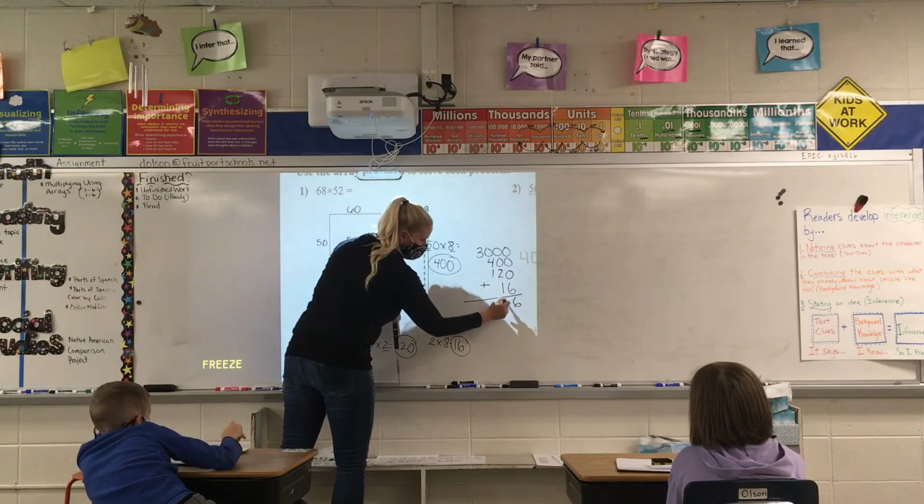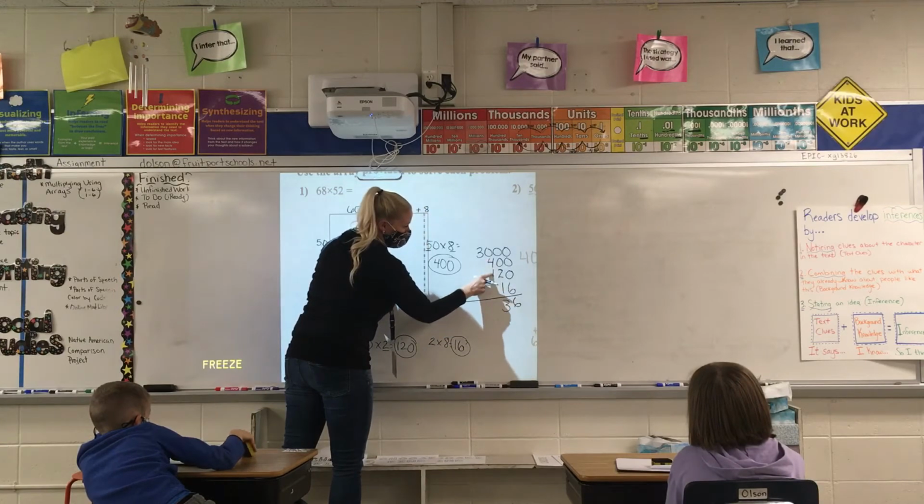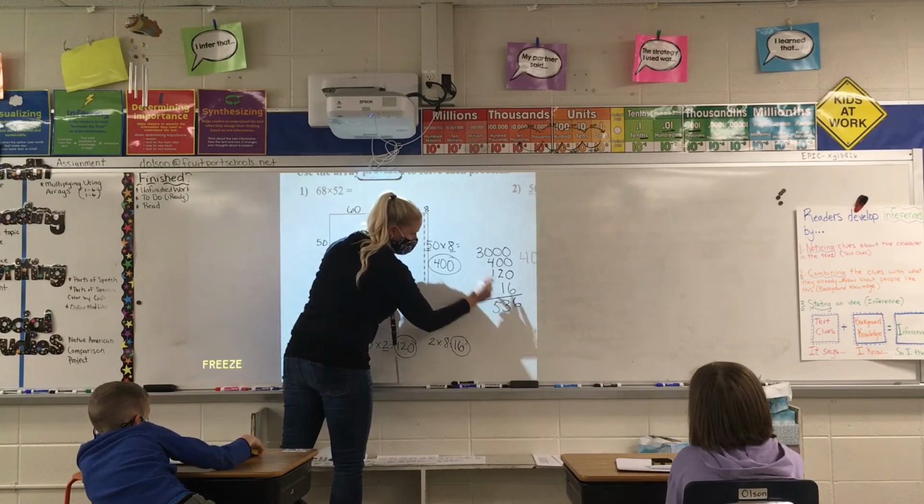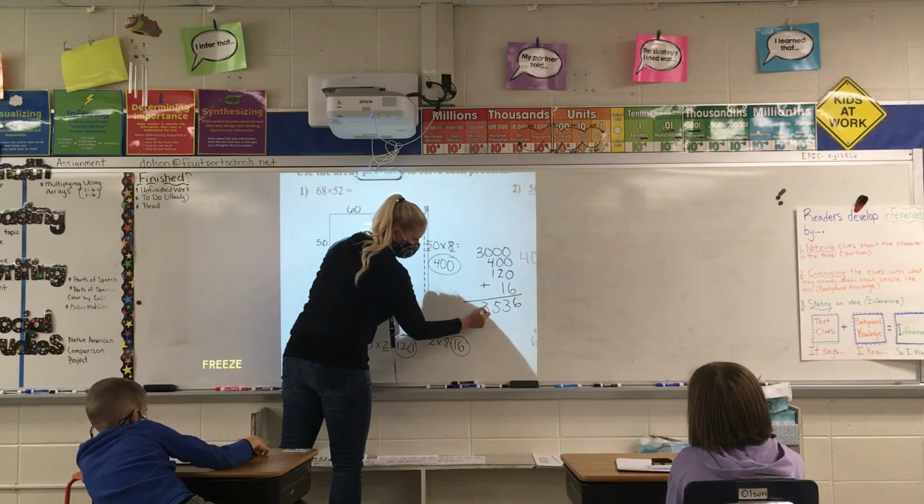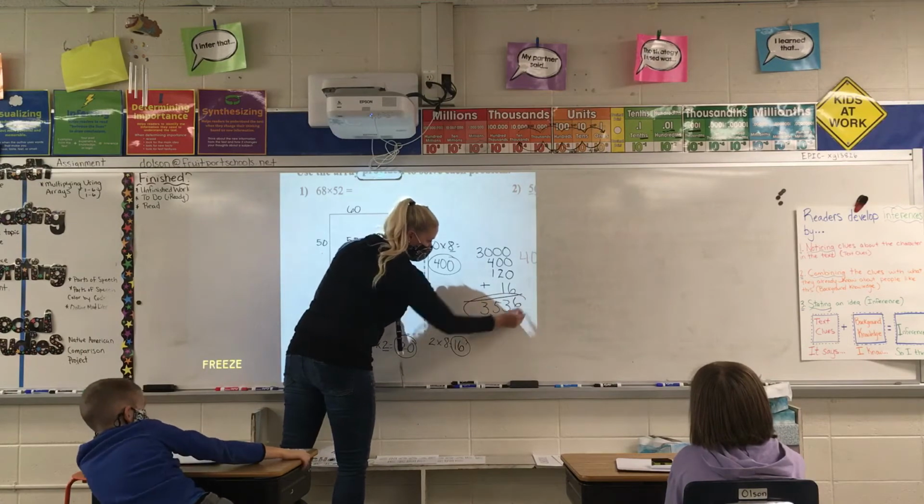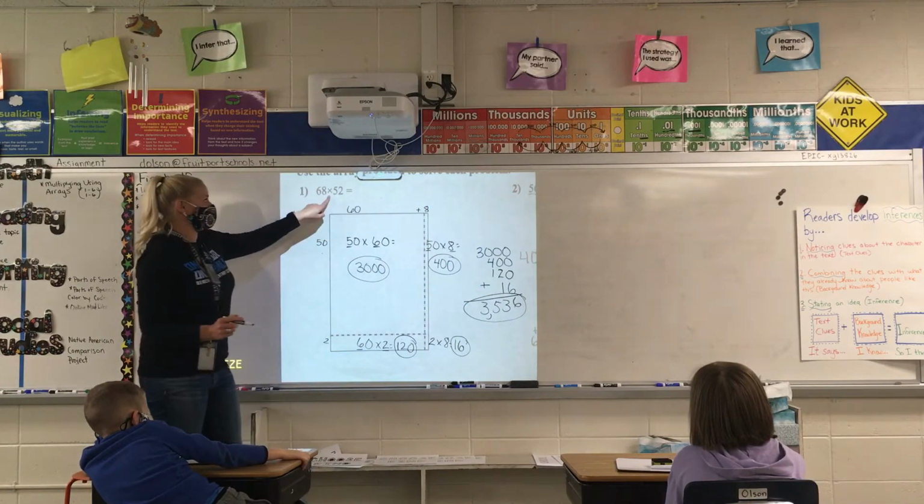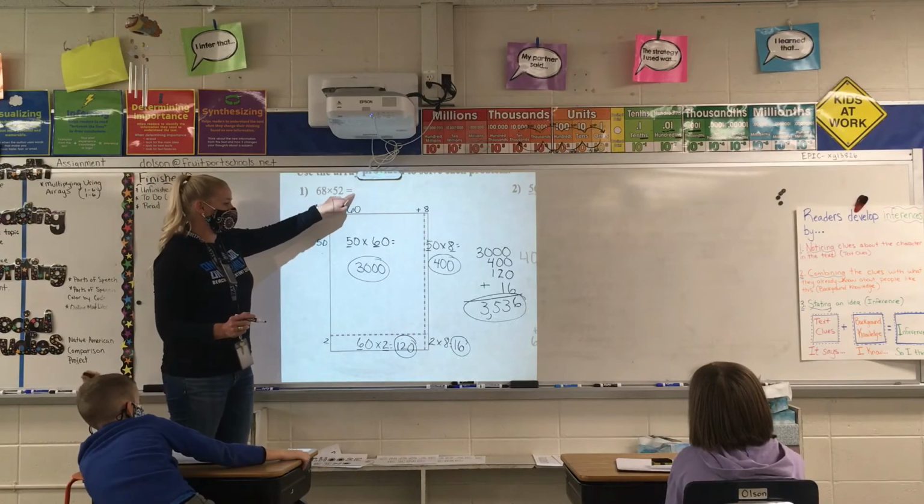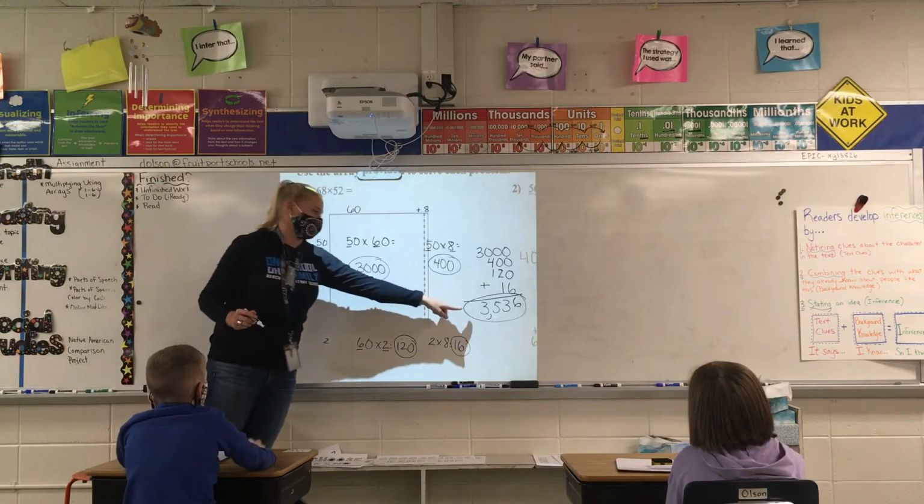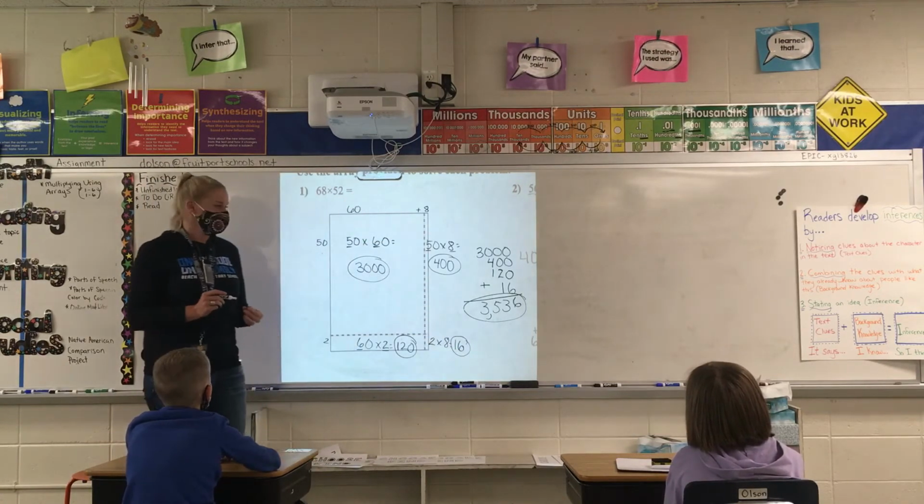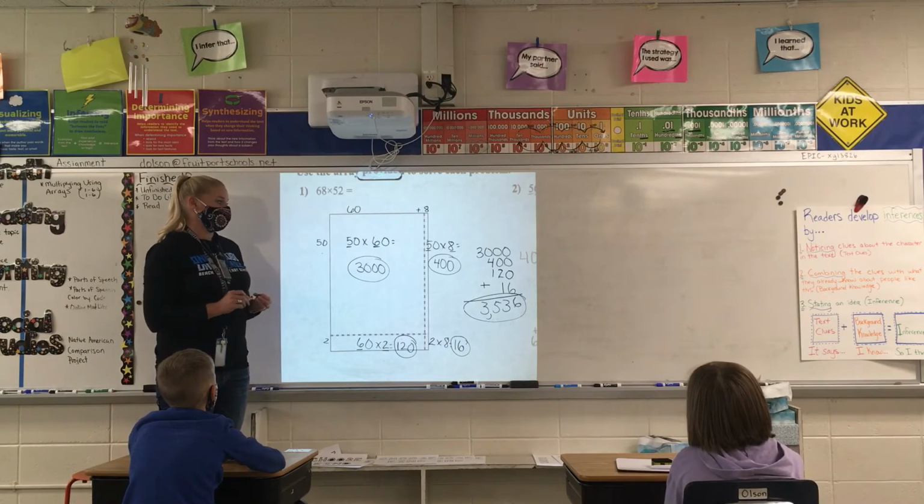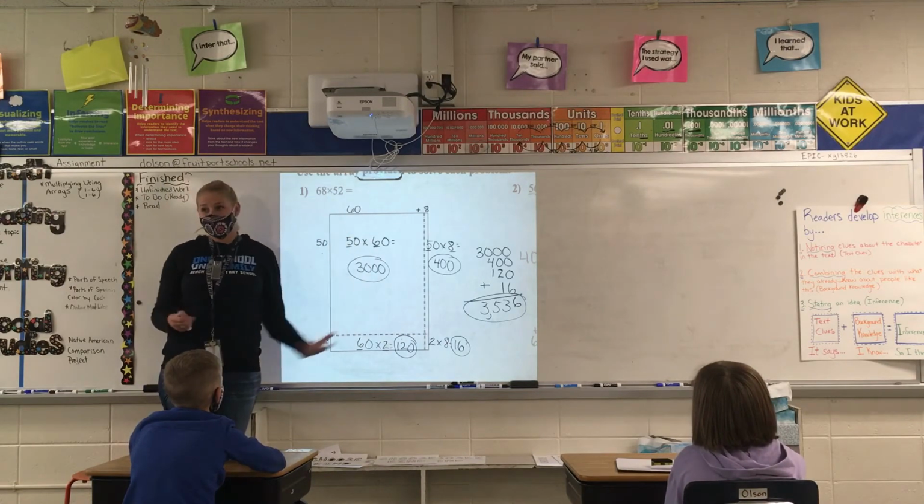2 plus 1 is 3. 4 plus 1 is 5. And 3. So my answer to 68 times 52 is 3,536. Okay? So that's what the area model looks like on your sheet that you're going to be doing.